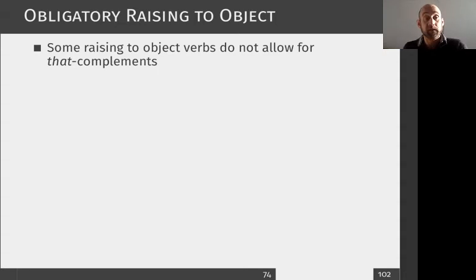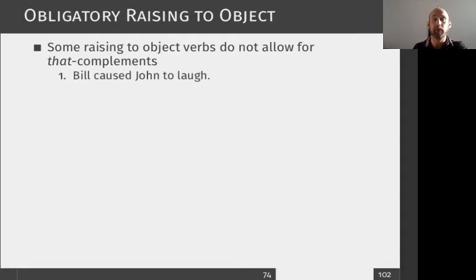Let's think about what else there is. Because now we are able to derive raising to subject verbs, verbs that alternate between taking finite complements and having an it as their subject, and taking non-finite complements and then raising the DP out from that non-finite complement to become their subjects. We have verbs that do the same thing, but with respect to their object position. But there's more under the sun than that. There are some verbs that allow for raising to object, but that don't alternate. They have the frame verb John to laugh, but they don't have the frame verb that John will laugh. Here's an example. Bill caused John to laugh, but not Bill caused that John laughed.